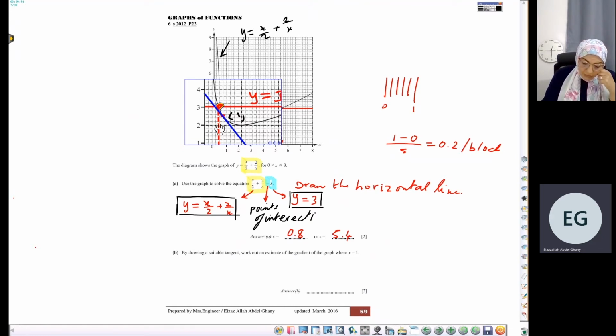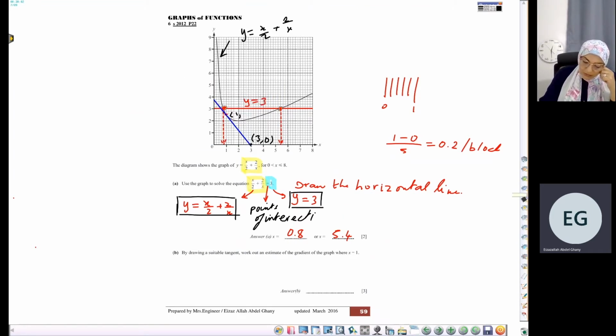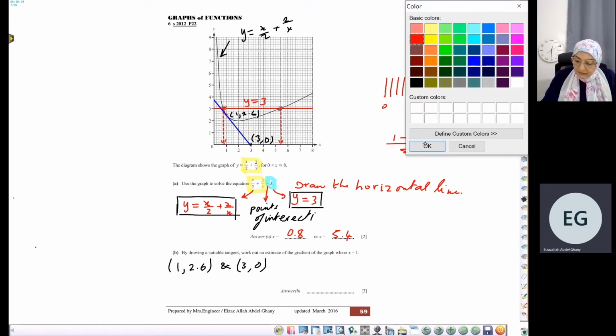Each baby block reads also 0.2. So 2, 2.2, 2.4, 2.6. So it's 1, comma 2.6. You have to write the 2 points you chose, 1, comma 2.6, and the other point, which is 3, comma 0, and how to find the gradient.